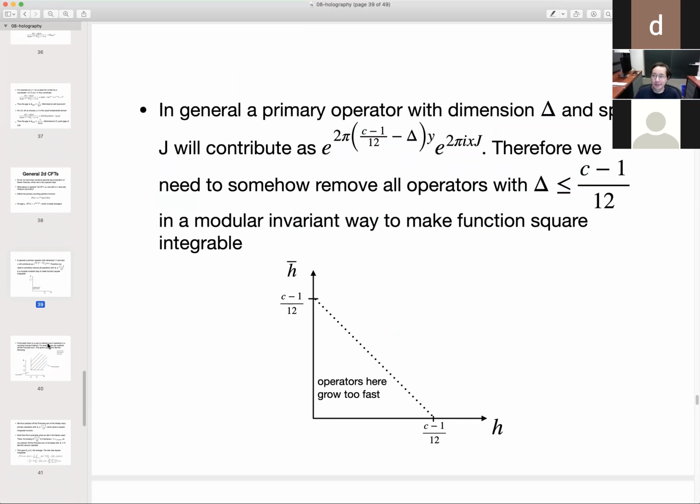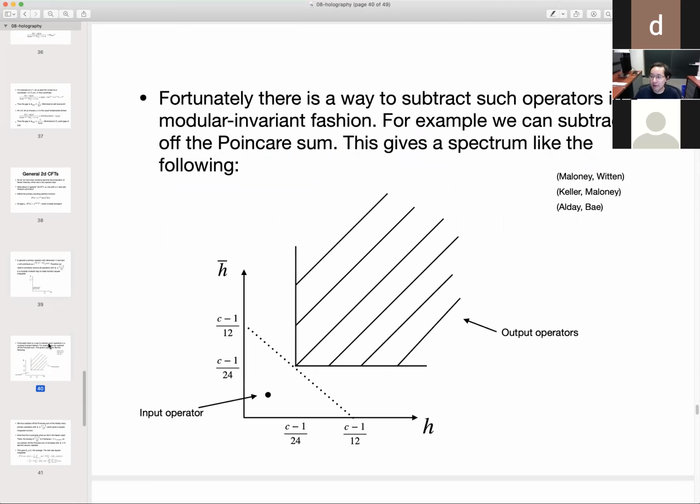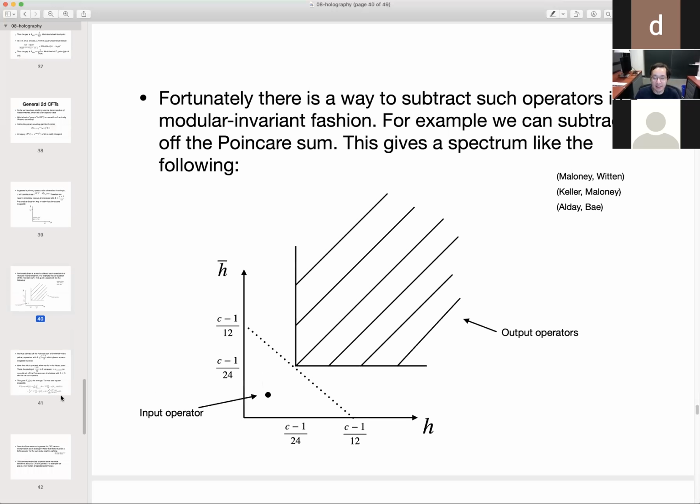Fortunately, there is a well-known prescription to subtract such operators in a modular invariant fashion. What we do is we take any such badly behaved operator here, and we do their SL(2,Z) sum. And this will give a spectrum that looks like the following. Here's your input operator, and here are your output operators, and all of your output operators are outside of this danger zone. And you can read these papers here to see the details of this construction.